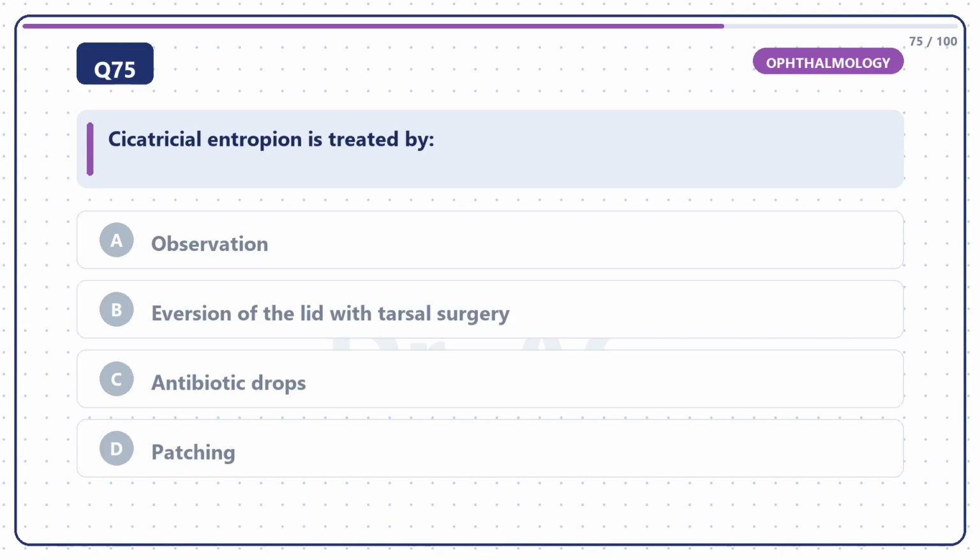Question 75. Cicatricial entropion is treated by: Option A. Observation. Option B. Eversion of the lid with tarsal surgery. Option C. Antibiotic drops. Option D. Patching.